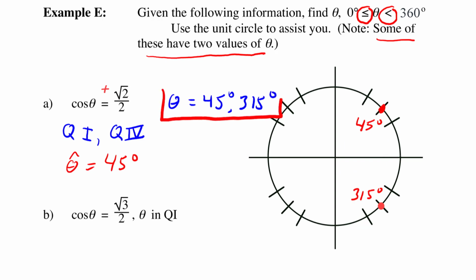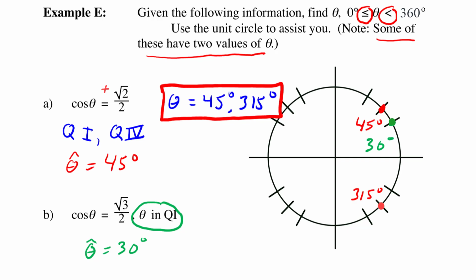In B, we're going to get only 1 solution. And that's because even though we're told that cosine theta is radical 3 over 2, and that occurs twice in the unit circle, we're focused only on quadrant 1. And the quadrant 1 value where that occurs is 30 degrees. So 30 degrees is where cosine of theta is positive square root of 3 over 2, and that's going to be the only solution this time. Theta equals 30 degrees.